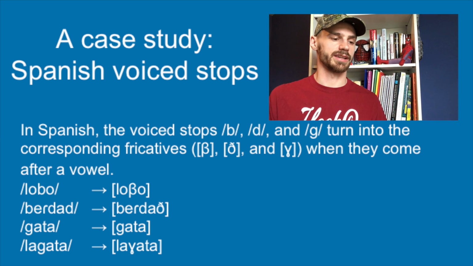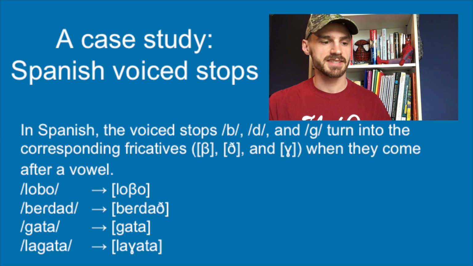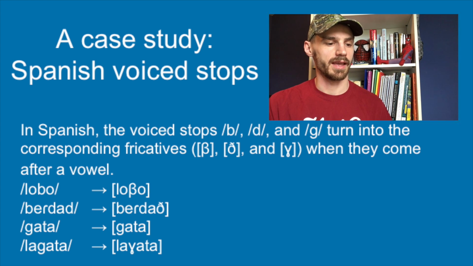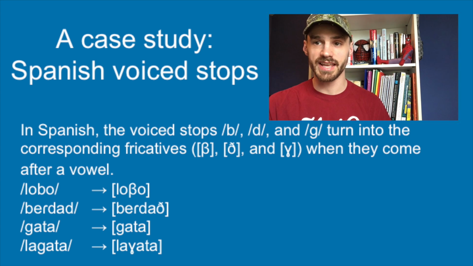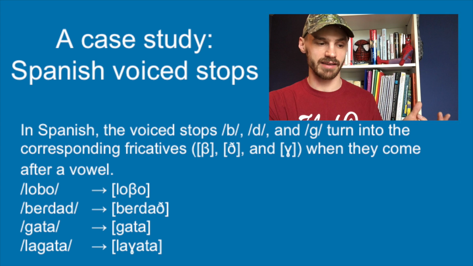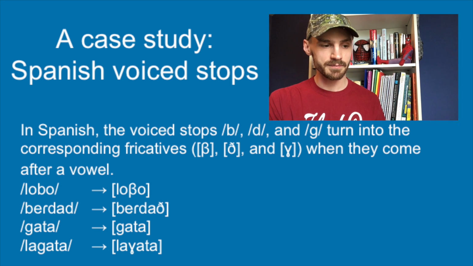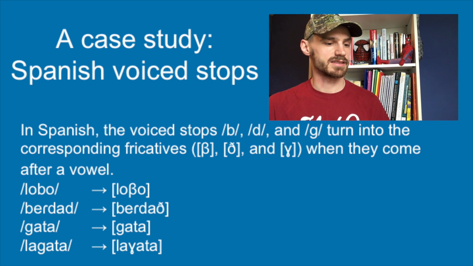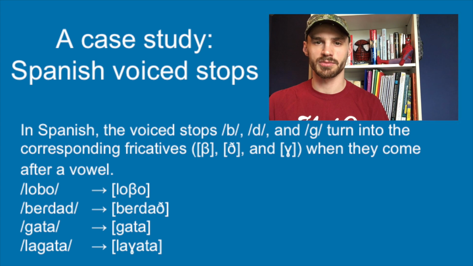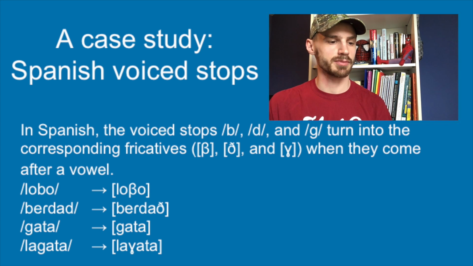Similarly, we have the word gata, which means cat, and this starts with a stop. It starts with a voiced stop. And what we see is that when we add another word at the beginning of it, the definite article la, to turn this into the cat, we'll see that this sound actually turns into a fricative. So instead of gata, it's la gata. And I don't know if you can tell the difference there. I'm not a native Spanish speaker, so I might not be doing this perfectly.